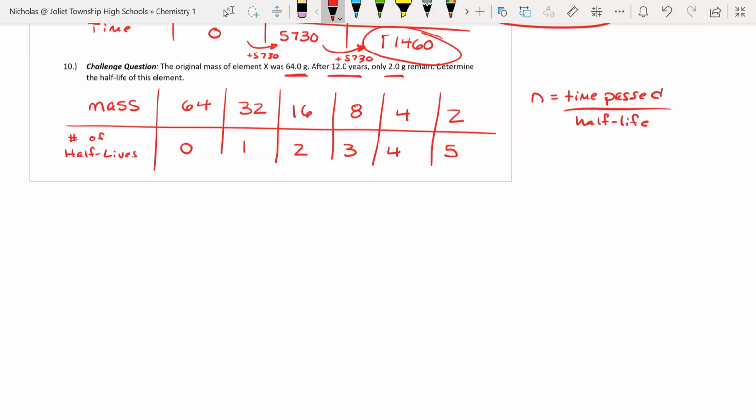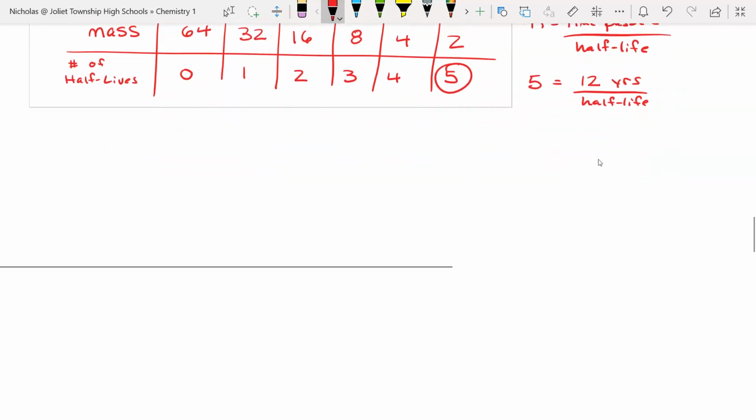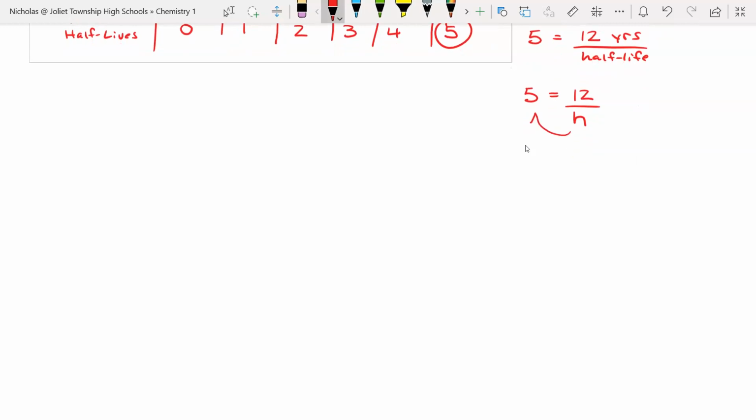I'm going to go ahead and fill in what I know. I know my n is 5. There were 5 total half-lives. 12 years passed, and I don't know the half-life. Okay. So if this were an algebra problem, I had 5 equals 12 over h. I could multiply both sides by h, so this would be 5h equals 12. And then to get h by itself, I would divide both sides by 5.